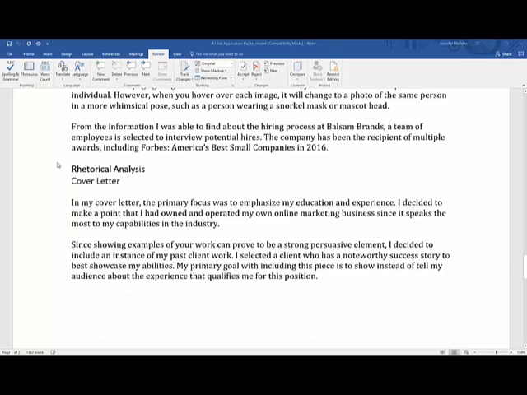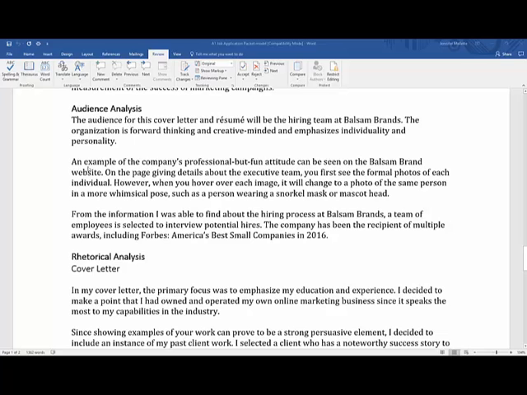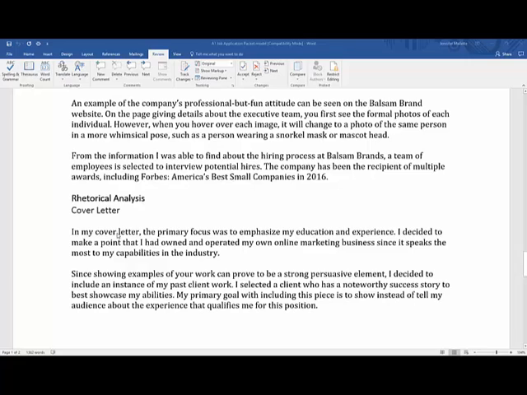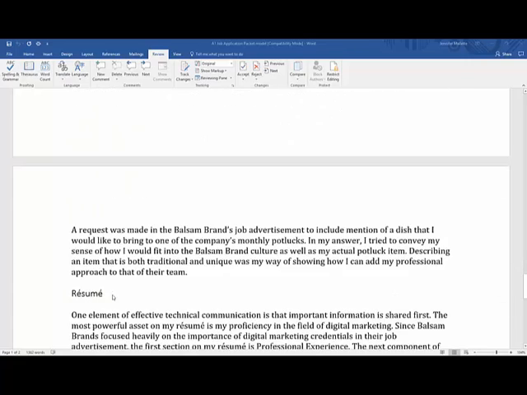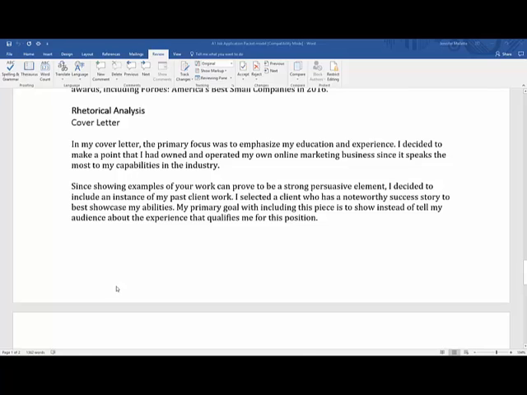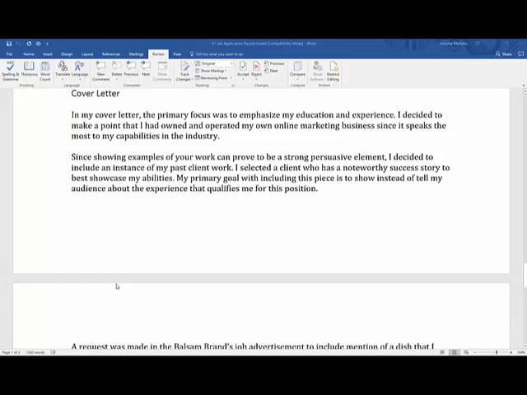The next major section is your rhetorical analysis. Note here that she has these really nice subheaders, and then she puts another header underneath rhetorical analysis so that I know that she's analyzing her cover letter and then her resume. Here she briefly summarizes her goal, to emphasize education and experience, and she focuses pretty heavily on the experience. Don't just summarize what you did in your cover letter. Explain and demonstrate why it's effective.